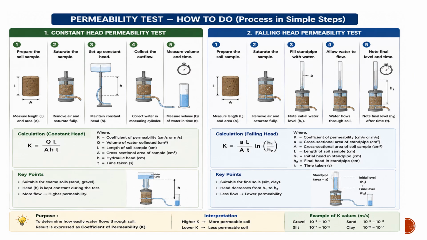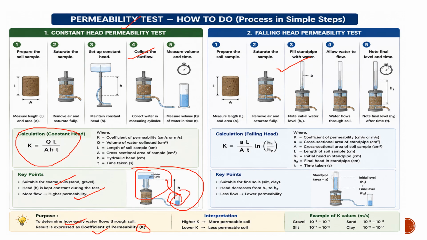Next important property is permeability. Permeability is nothing but the relative ease with which water enters into the soil or flows through the soil. That is expressed as the coefficient of permeability, K. There are two methods: one is the constant head permeability test, the other is the falling head permeability test. The constant head test is used in case of coarse soils or sandy soils, where the head is kept constant and the volume of water is taken into account, measured between this tank and this funnel. If there is more flow, there will be higher permeability. This is the formula for calculation of K in the constant head method.